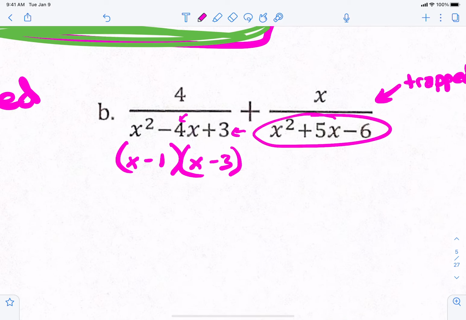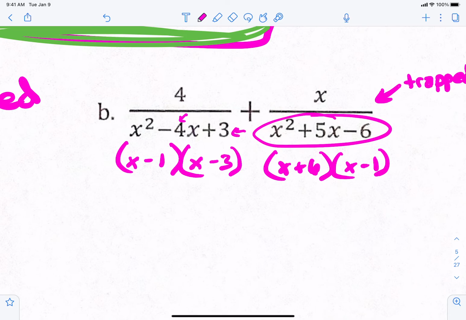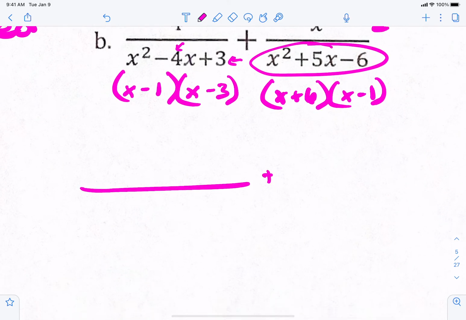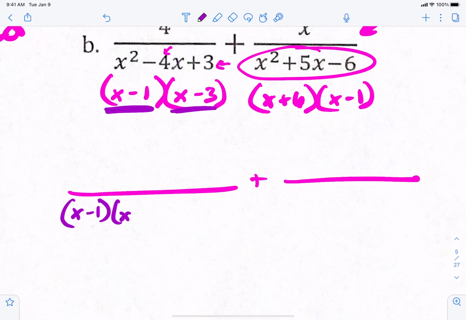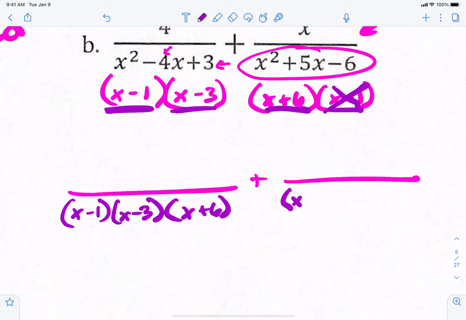Now, also a trinomial for this second one. Multiply to get -6, add to get positive 5. It's not 2 and 3. Positive 6, -1. X plus 6, X minus 1. Okay, so if you're going to do your denominator, I'm going to write these two pieces out. What do you need to have in your denominator? Look, just go through each piece by piece. I know I need an X minus 1. I know I need an X minus 3. I know I need an X plus 6. That's it. And I know I need an X minus 1, but we already have one of those. So I'm going to write him on each piece.